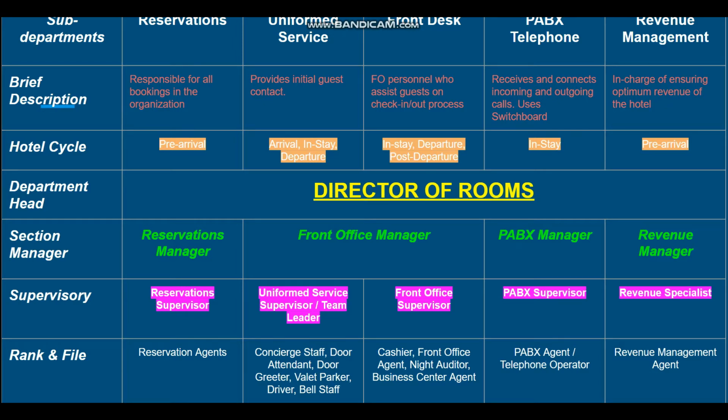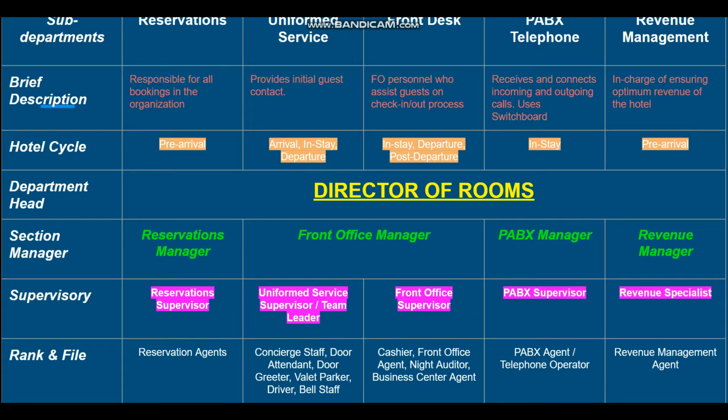So the uniform service are the ones who are directly the initial contact for our incoming guests. They are the ones who can be seen right in front of the hotel itself, and they're the ones who are actually involved in direct communication with our guests. So later on, we will know them. We have the front desk team, who are located at the front desk of the hotel. So this is the reception area, okay, where the guests actually process their check-ins and check-outs.